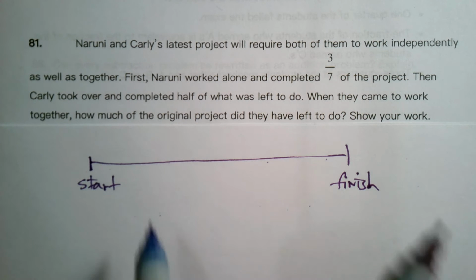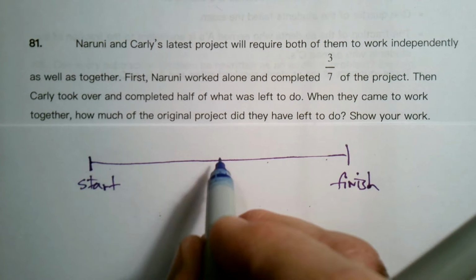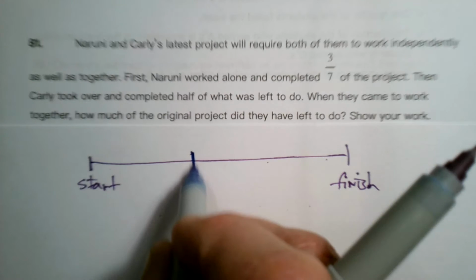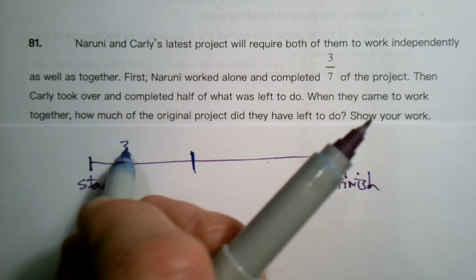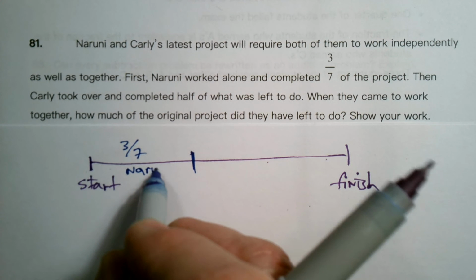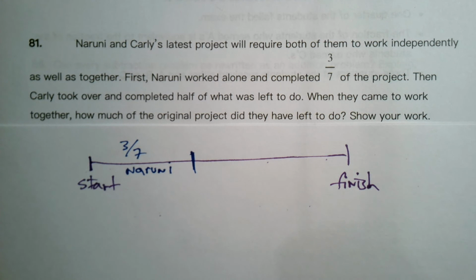We know that Naruni got 3/7. 3/7 is not quite half. It's just below half. So I'll put it right there. So this is 3/7 of the project, and this is what Naruni got accomplished, right? So we can see that.